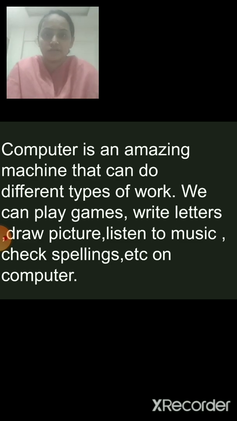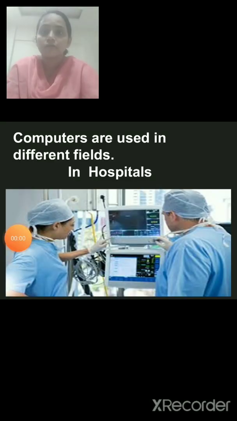Computer is an amazing machine that can do different types of work. We can play games, write letters, draw pictures, listen to the music, check spelling, etc. on the computer. You know that we can type with the keyboard on the notepad. We can play game with the mouse, draw picture in the paint application, we listen to the music, we watch the movies, cartoons, everything we can do on the computer. All are aware of this thing. We are going to see the uses of computer in the different fields.